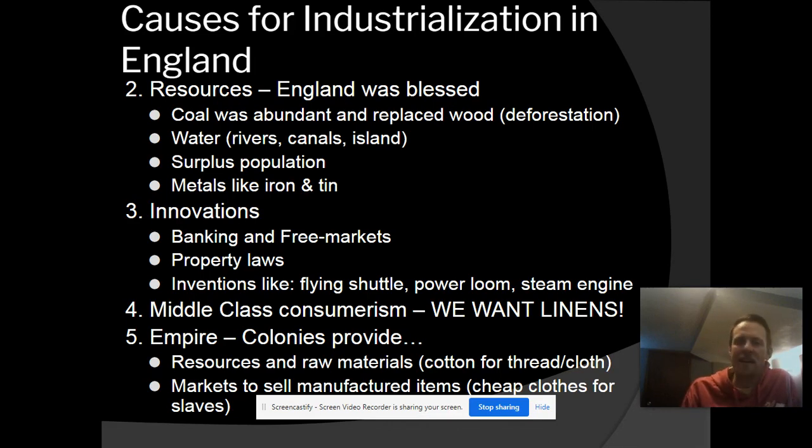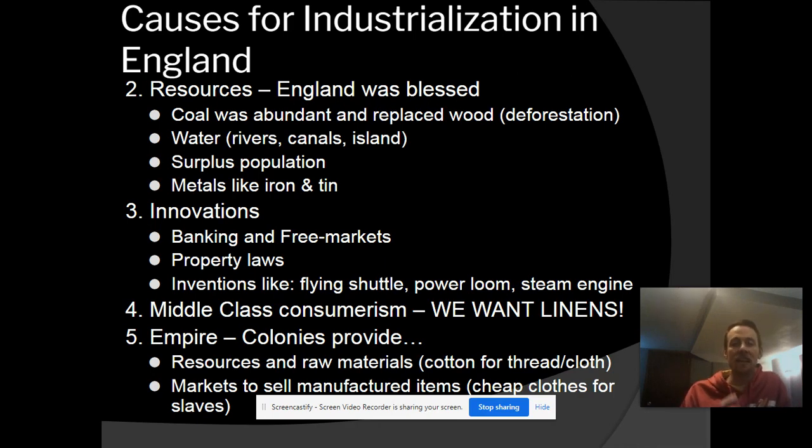Other boring things, they had innovations. They had banking, property law, lots of education. All that's cool. Really, the last key points kind of blend together. They had a middle class. They had lots of very wealthy people who had already been working with linens and trying to make money, and now they just saw the opportunity to go crazy.